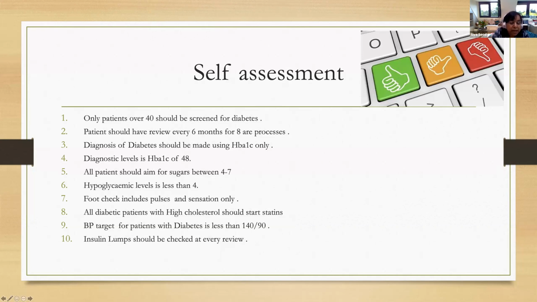True or false? Blood pressure target for patients with diabetes is less than 140/90. For people that attended hypertension, we discussed the targets there. So this is more about a patient with diabetes and their blood pressure target. Should it be less than 140/90?